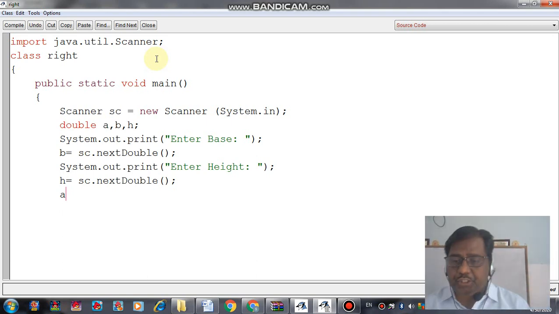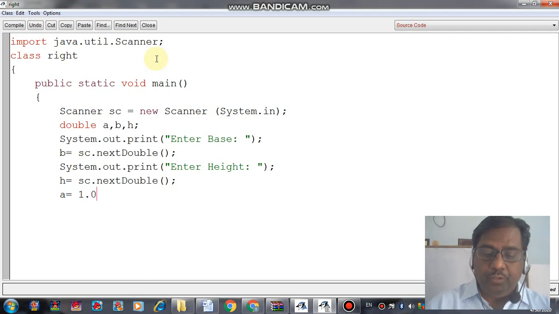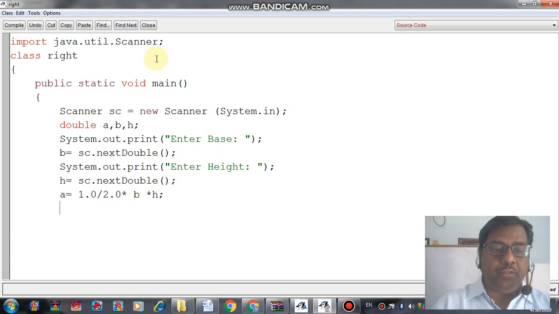So it's a calculation process. You have to put up the formula. Area is equal to what? 1.0 divided by 2.0 into B into H. This is the formula.